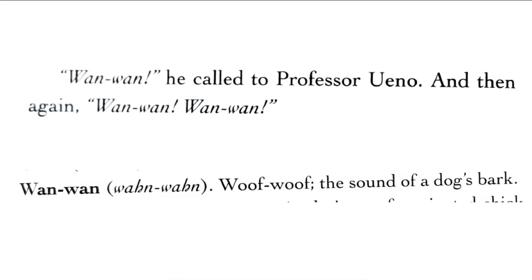This is another excerpt from the book. It says, "Wan wan," he called to Professor Ueno, and then again, "Wan wan, wan wan." So when you look up wan wan in the glossary, it's woof woof, the sound of a dog's bark. So in Japan, rather than say woof woof or ruff ruff, they say that dogs make the sound wan wan when they bark.